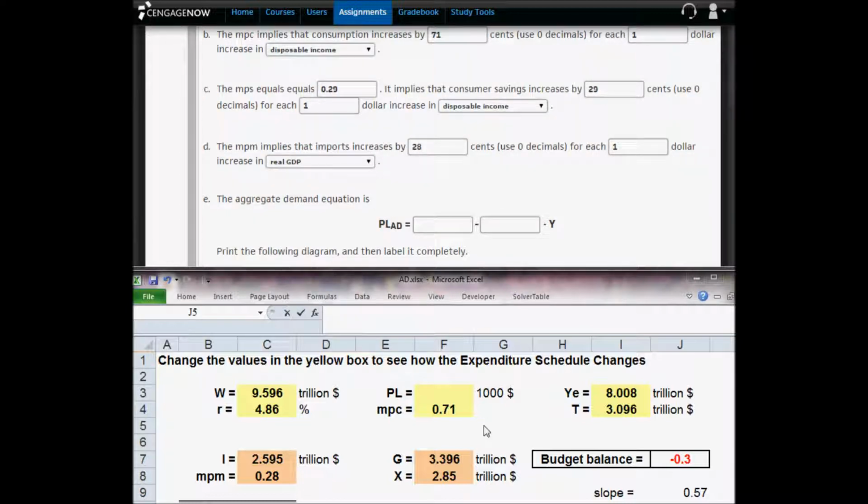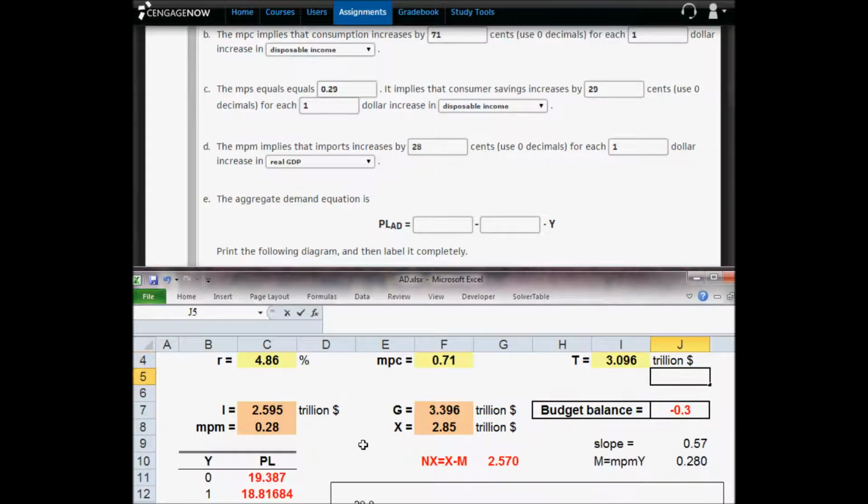Now, in the spreadsheet down here, all these numbers are automatically inserted into the aggregate demand intercept. It equals 19.387. The slope is the MPS, which is 1 minus the MPC, plus the MPM, 0.28. The slope is equal to 0.57.